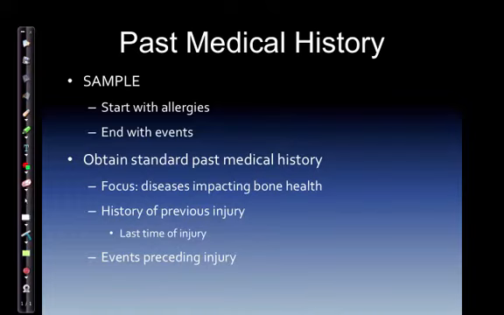Obtain a standard past medical history. Focus on any diseases that might impact bone health, history of previous injury, and when the injury actually occurred, so we know how long. Especially if you have something like an asphyxiated limb, we're going to need a time frame on when the blood supply was cut to the distal tissues, and then any events preceding the injury.